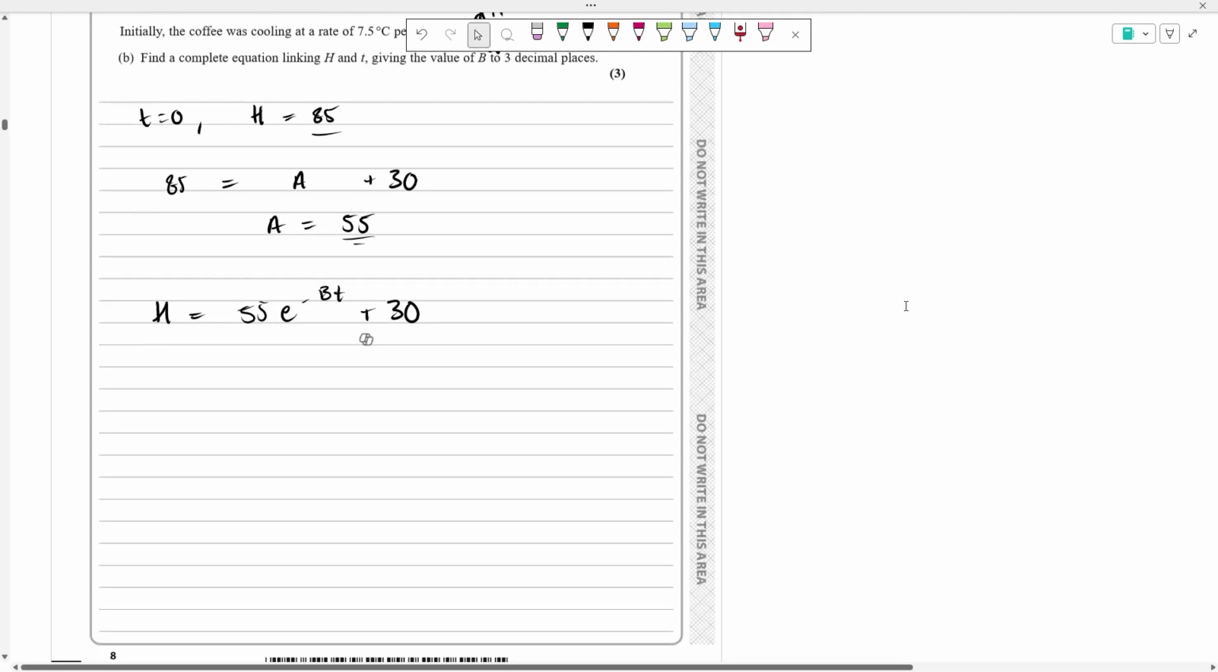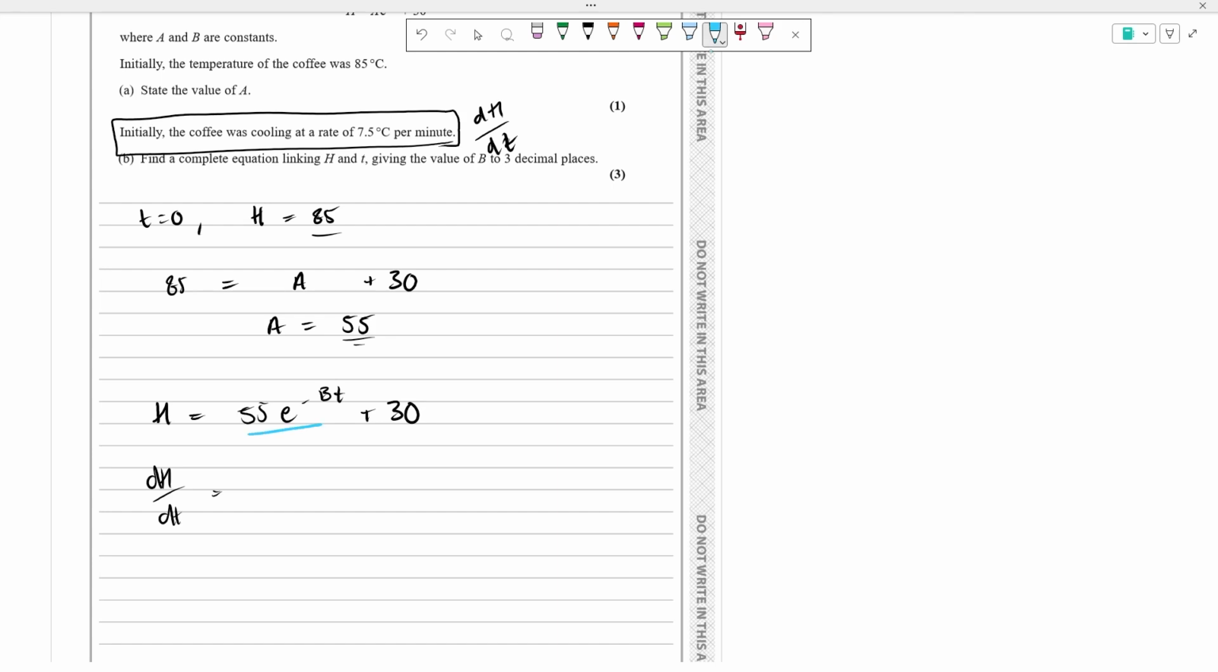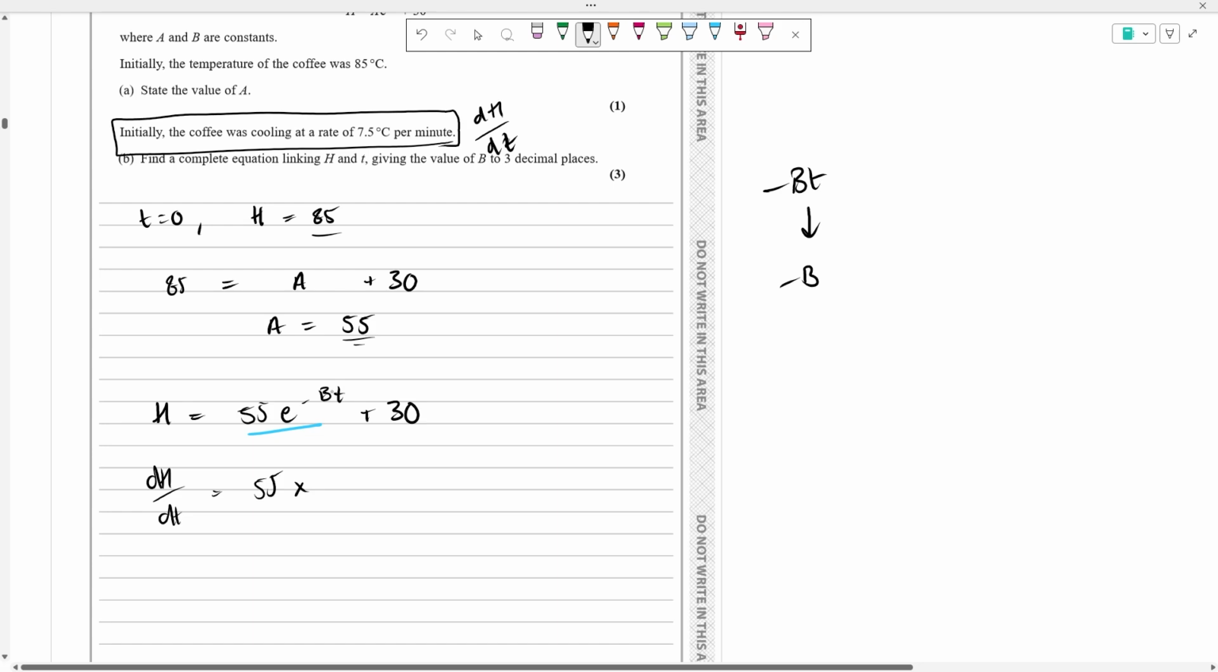And then what I'm going to do is work out dH by dt. The reason why I'm doing this is so I can include this information to help us work out B. Well, dH over dt, we're going to differentiate this using chain rule. Okay, so we're going to do 55 times the differential of minus bt. Well, the differential of minus bt just goes to minus b if you're doing d over dt. Okay, so essentially this becomes minus 55b, and then all your exponential stuff just remains the same, e to the minus bt, and 30 just differentiates to 0. So you just leave it like this, which is cool.